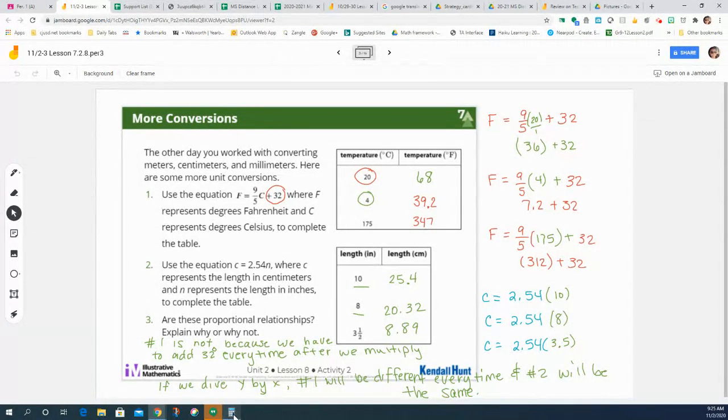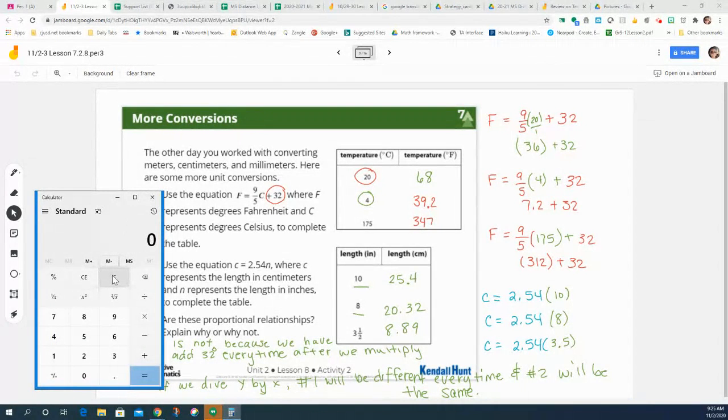Let's prove that. Okay, so I'm going to take my calculator and find the constant of proportionality by dividing the y value by the x value. So 68 divided by 20 gives us 3.4.